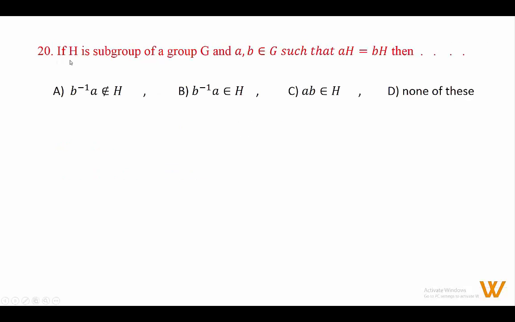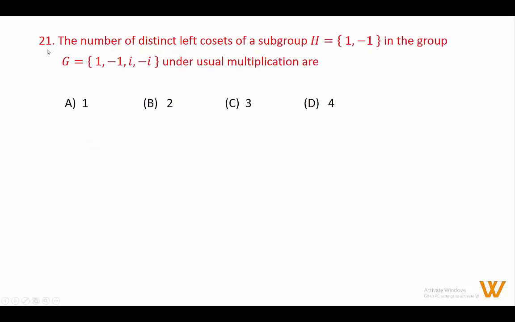20. If H is a subgroup of a group G and a, b belong to G such that aH equals bH, then b inverse a belongs to H. The other option is the wrong answer. b inverse a belongs to H is the correct answer. Answer is option B, b inverse a belongs to H. 21.